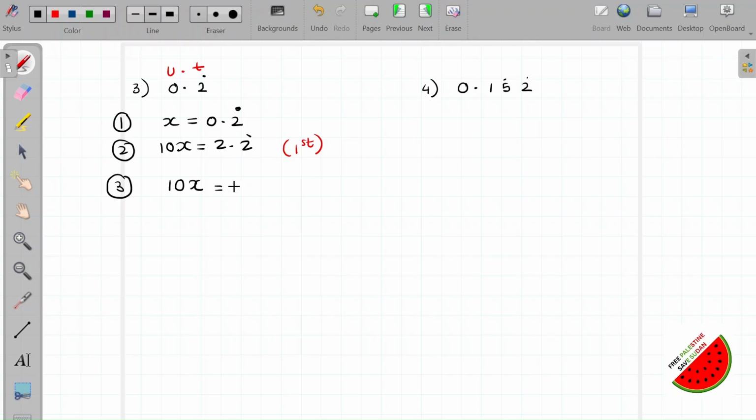Now 10x, take away x, will give me 9x, and then 10x is the same as 2.2 recurring, take away 0.2 recurring, which will just give me 2. So 9x is equal to 2. Write it down here and then divide by 9. So x is 2 over 9.